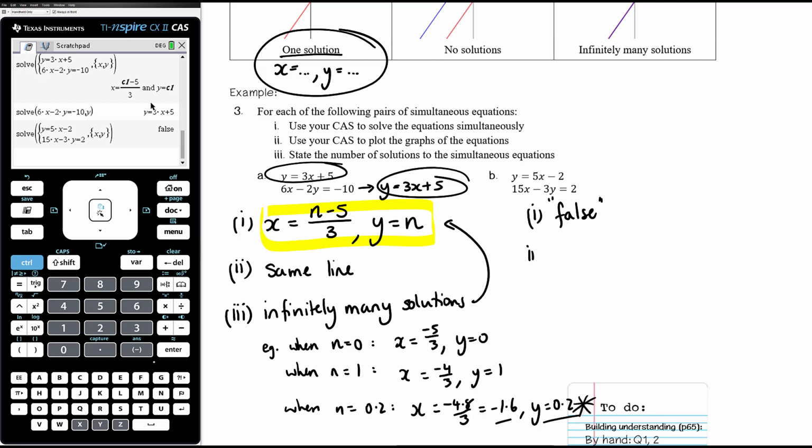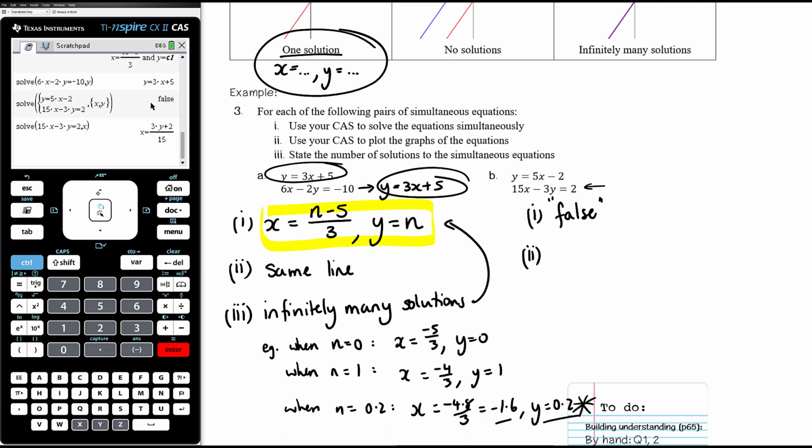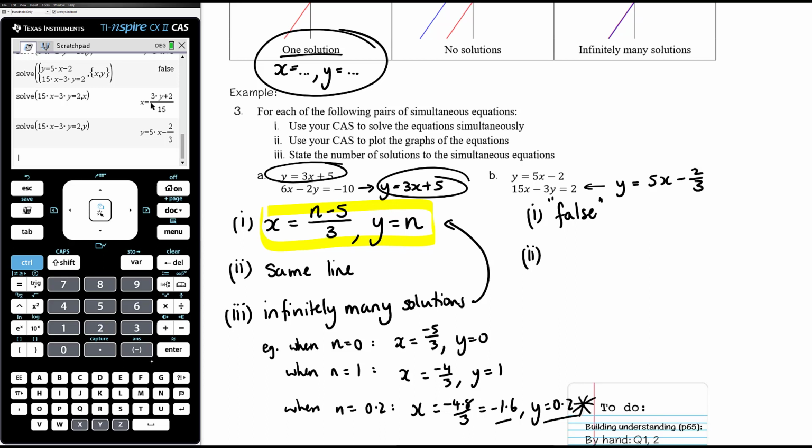So let's have a look at what's happening with those graphs. Okay, and again, we're going to need to rearrange this one first. So I'm going to get my CAS to solve 15x minus 3y equals 2 for y, because we want y to be the subject. You notice I just scrolled up and pressed enter to copy that previous entry line down and just edited the x into a y. Okay, so when we rearrange this, y is equal to 5x minus 2/3. And you might be able to see from here that both these lines have the same gradient, but they have different y-intercepts. So that means they're going to be parallel lines.